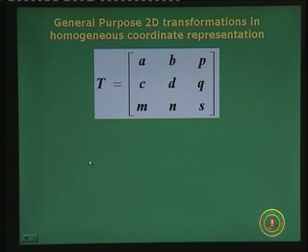So, once we know what the homogeneous coordinates and their representation are, we can now relook at the general purpose 2D transformation matrix, which should be able to handle all 5 types of transformations. This is a general purpose transformation matrix. Okay. So, there are 9 elements, a 3 cross 3 matrix. We need a 3 cross 3 because the homogeneous Cartesian coordinate representation talks about a 3 cross 1 element column vector. So, you need a 3 cross 3 element transformation matrix.